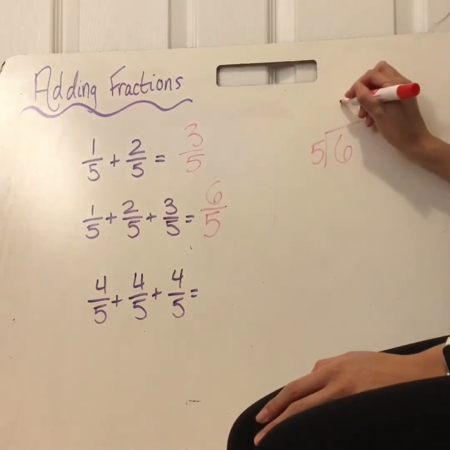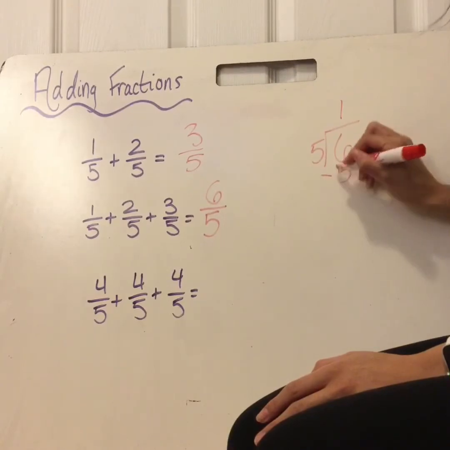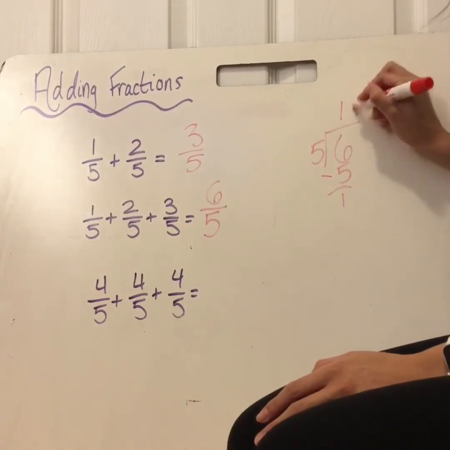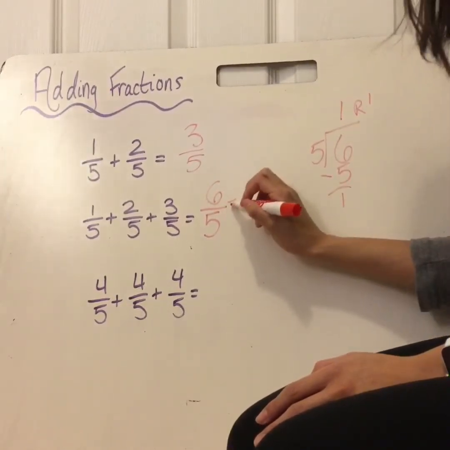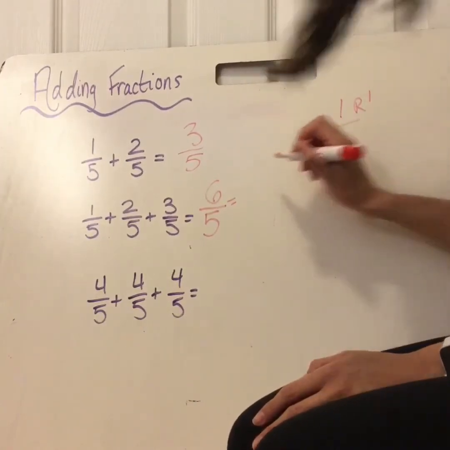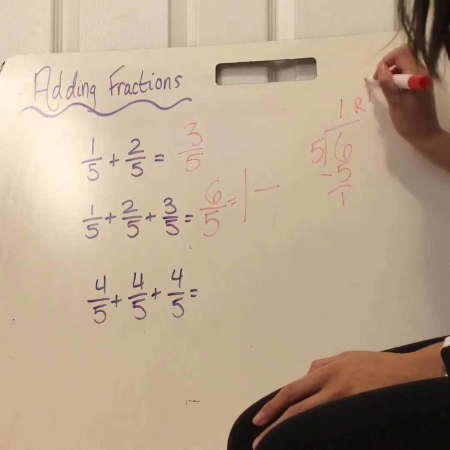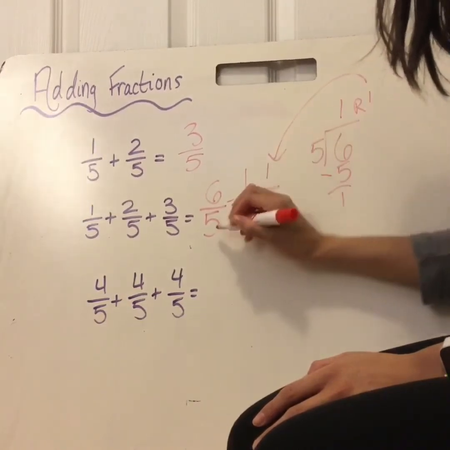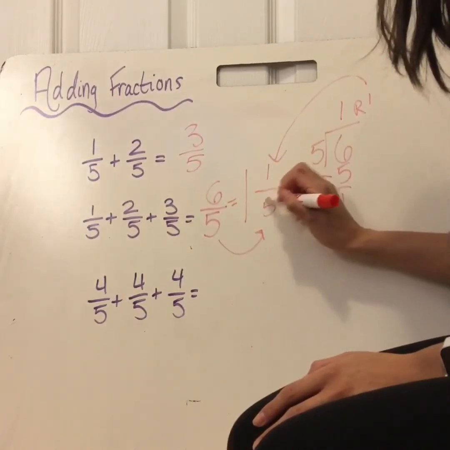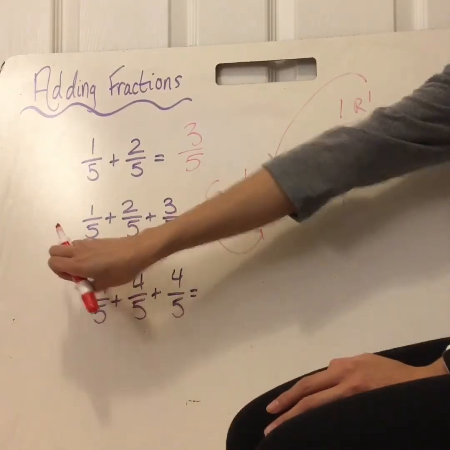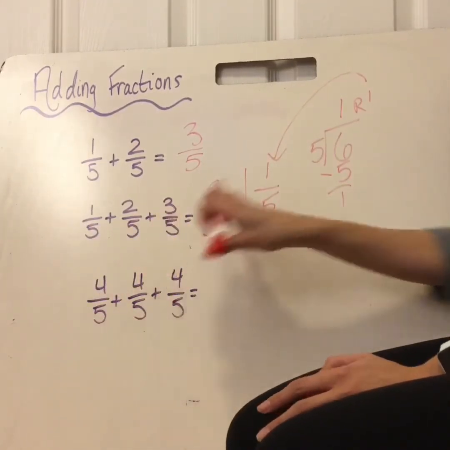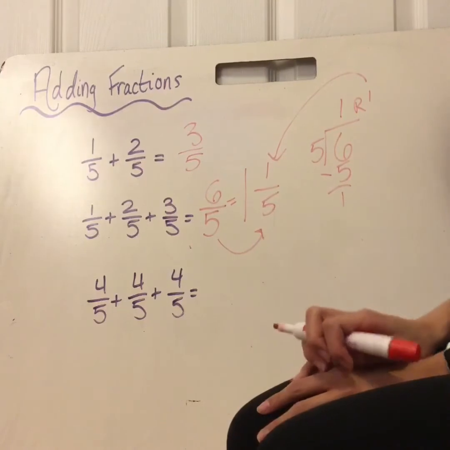5 can go into 6 one time, with a remainder of 1. So our mixed number, our large whole number, will be a big 1. The numerator will be the remainder, 1, and our denominator will stay the same. So 1/5 plus 2/5 plus 3/5 equals 1 and 1/5.